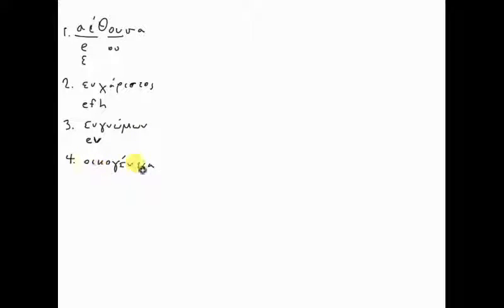The fourth word we'll look at is οικογένεια. Here we have two diphthongs, both of which make the sound e. Οικογένεια means family. Omicron iota here makes an e sound, and epsilon iota here makes an e sound. Οικογένεια.